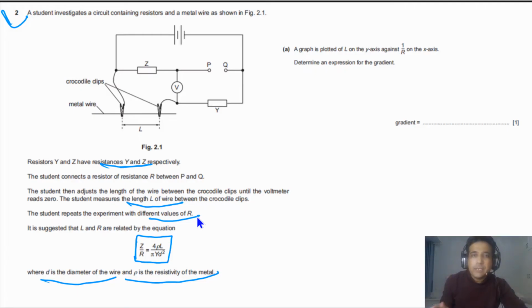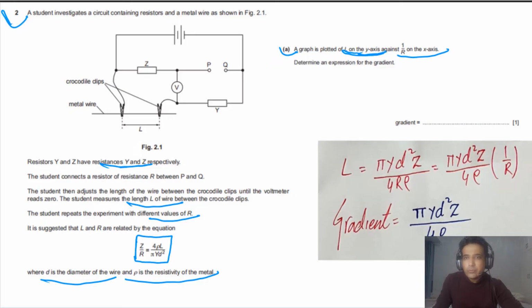If we understand these things, then next we go to part A. For part A, we need to sketch a graph with L on the y-axis and 1 over R on the x-axis. So simply we need to make L the subject, and we can write down the answer for this question. Let me quickly show you the answers. I have already written these answers, so we can go through this second question quickly. I have made L the subject, and 1 over R has to be on one side. So this is representing the gradient, meaning y is equal to mx. So this is the gradient.